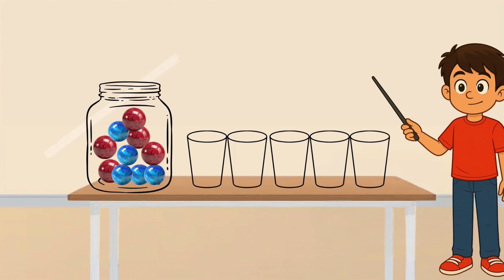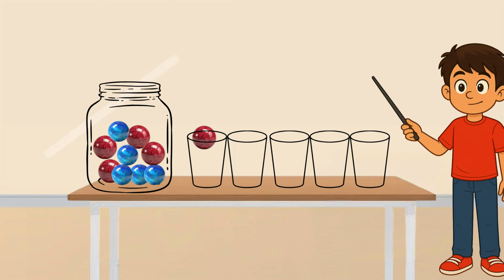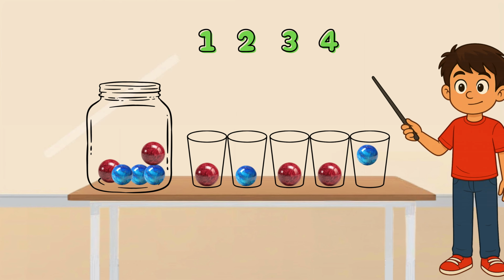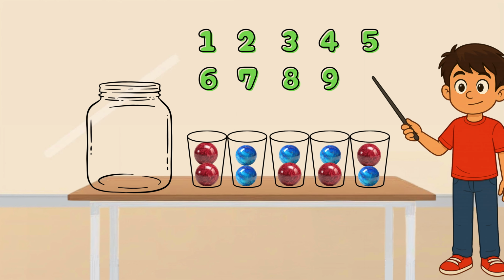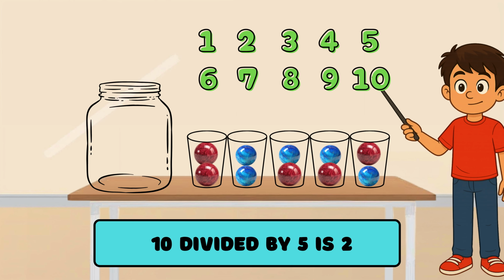Later, I found a jar of 10 marbles and 5 cups. Let's see what happens when we share them equally. Drop 1 marble in each cup until the jar's empty. Each cup gets 2 marbles. 10 divided by 5 equals 2.